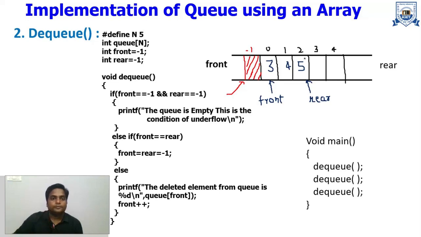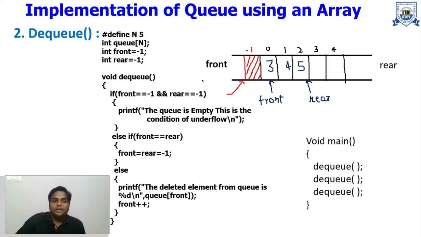Let's suppose we already have 3 elements in the queue that we inserted earlier, that is 3, 4 and 5. So the value of front is pointing to this index and rear is pointing to this index when we have 3 elements in a queue. Now we want to delete an element from the queue. Always remember that the delete operation is always performed from the front end.